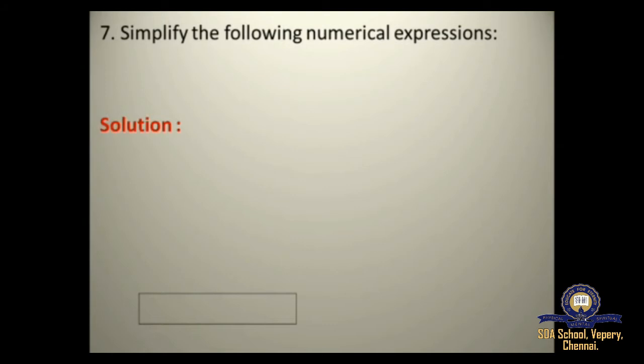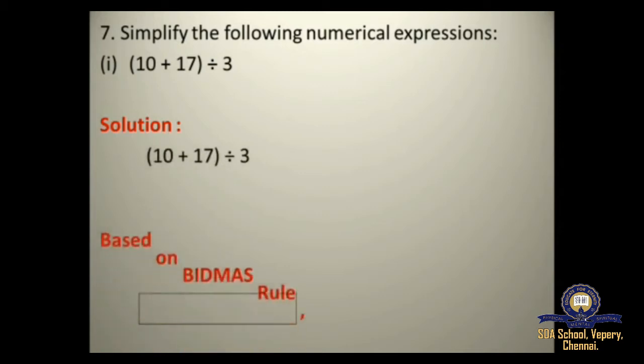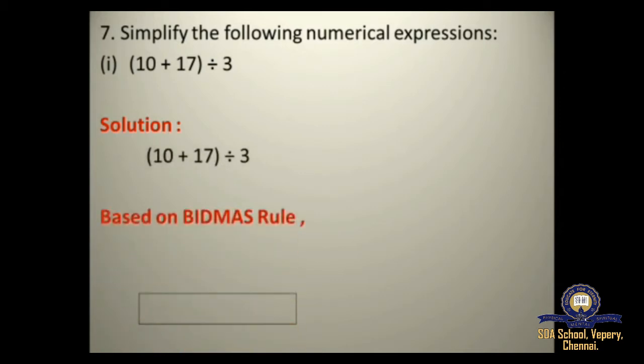The first subdivision is 10 plus 17 divided by 3. So what is the solution? Based on the BIDMAS rule, you're going to solve the brackets first. So you're going to add the numbers which are in the bracket first. The value of 10 plus 17 is 27, and then comes divide by 3. So 27 divided by 3 is 9. Got it, students?